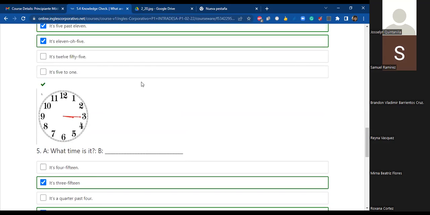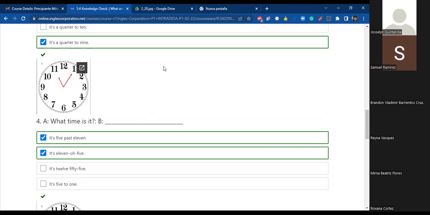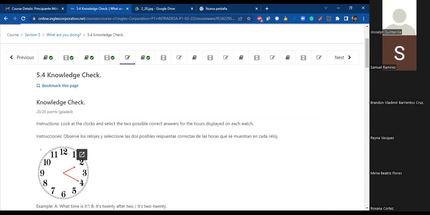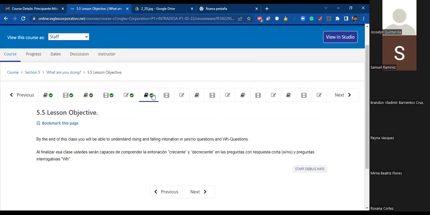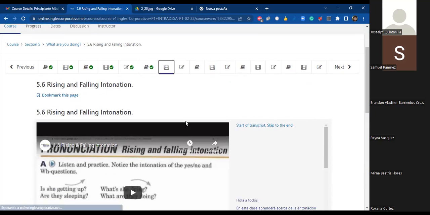Okay. Then we're going to move on. By the end of this class, you will be able to understand rising and falling intonation in yes or no questions and WH questions. Now we're going to practice with the questions.